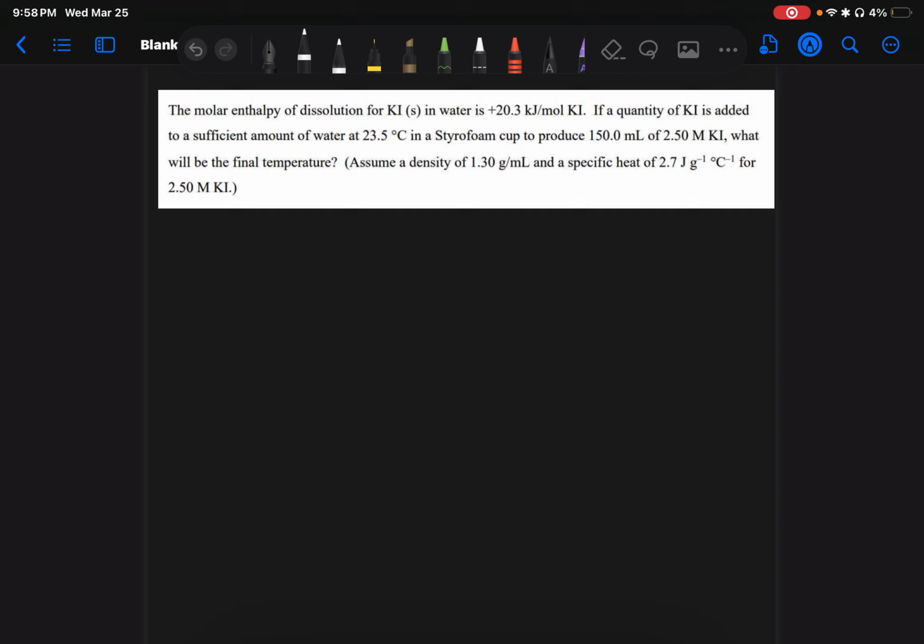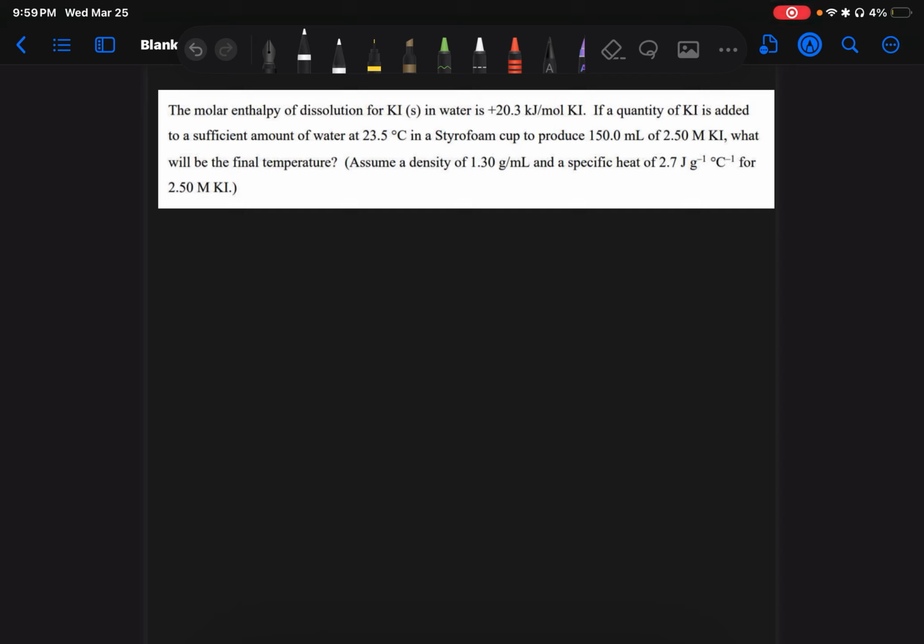KI. The molar enthalpy of dissolution for KI in water is 20.3 kilojoules per mole of KI. If a quantity of KI is added to a sufficient amount of water at 23.5 to produce 150 mL of 2.5, what will be the final temperature?